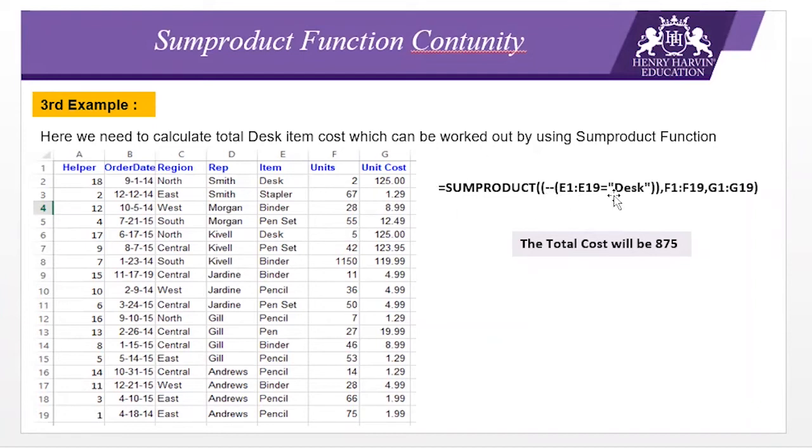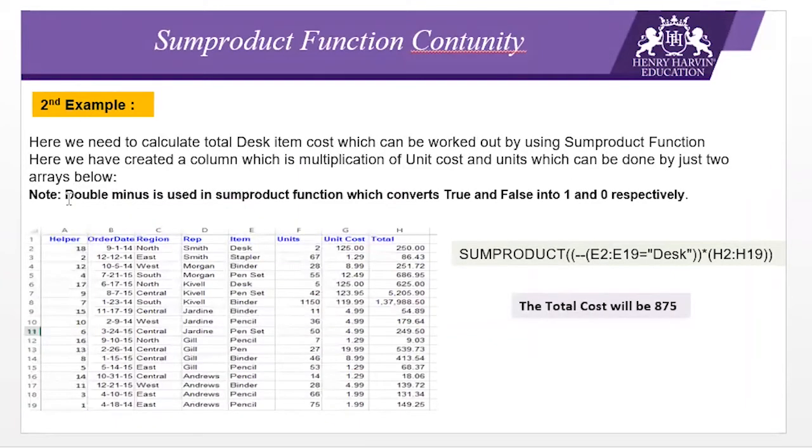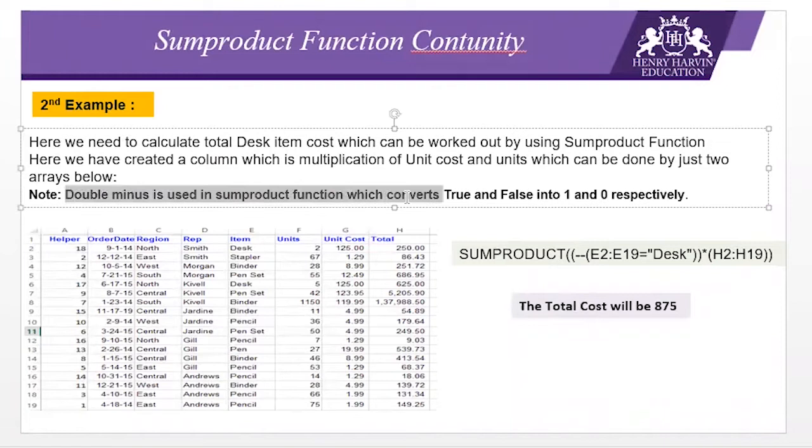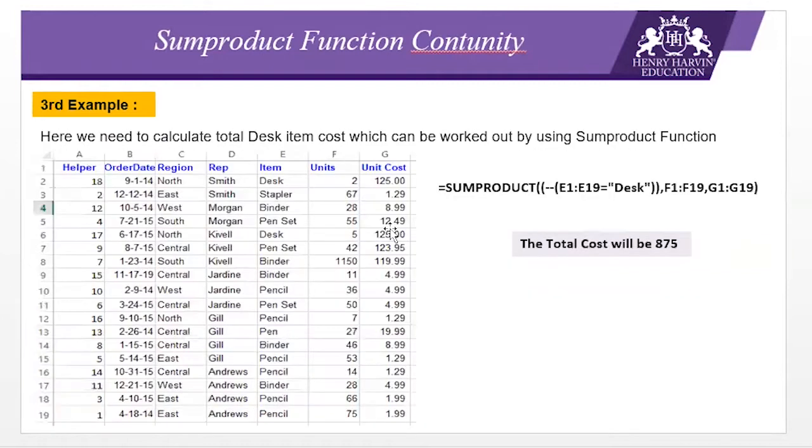If E1 through E19 equals dash, which will give you the value true and false, and that true and false we are converting into 1 and 0. You can read this line: double minus is used in the SUMPRODUCT function, which converts true and false into 1 and 0 respectively. Here, this is the E column array, you can see dash, stapler, binder, pen and dash. If this equals dash, that is the array which we are converting into 1 and 0, and then we are passing our values F1 through F19, this is the unit, and then G1 through G19, the unit cost.